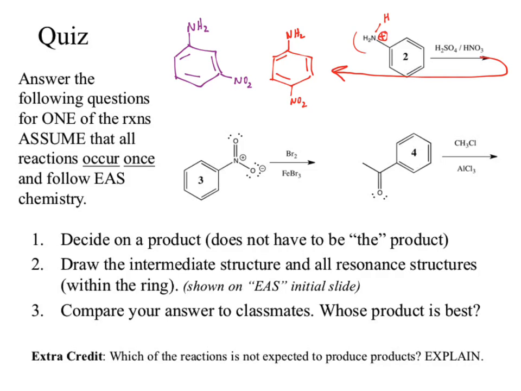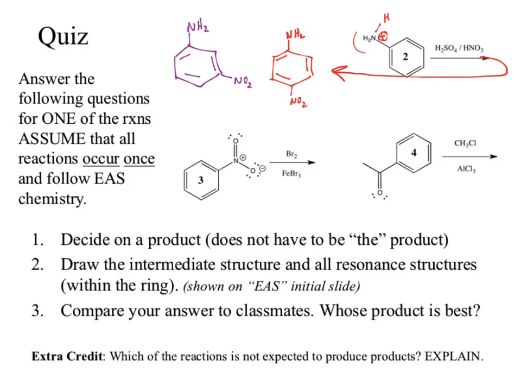Now it would go to the meta position. Everybody see that? It's only because that atom is now positively charged. And officially, it's because that atom has less electrons than hydrogen, because it is positively charged.